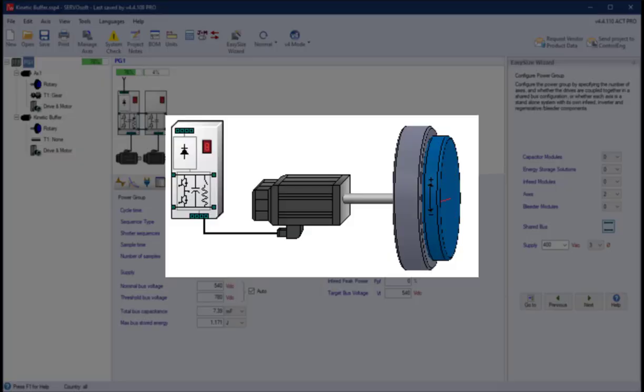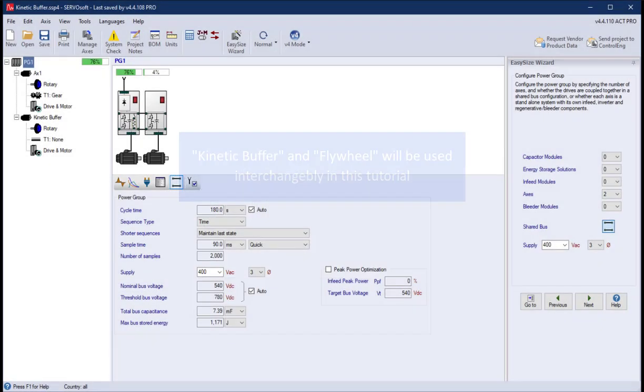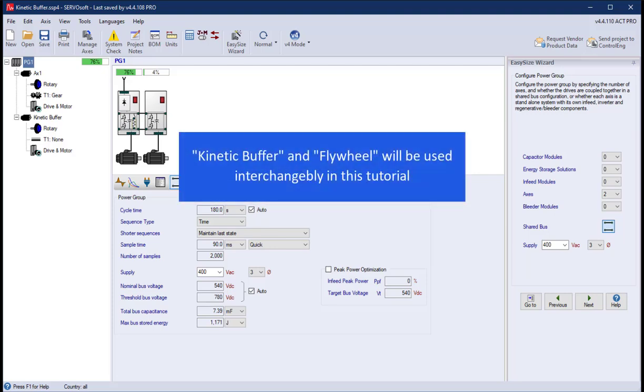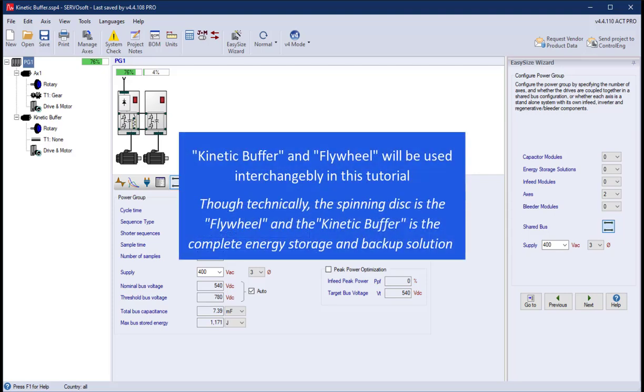A kinetic buffer is used to store energy mechanically in a rotating disc, also known as a flywheel. Both terms, kinetic buffer and flywheel, will be used interchangeably throughout this tutorial.